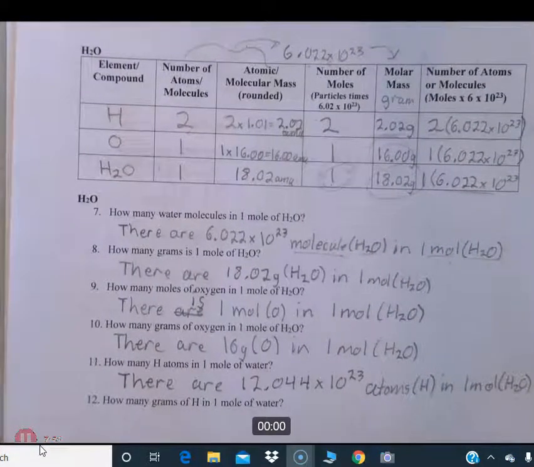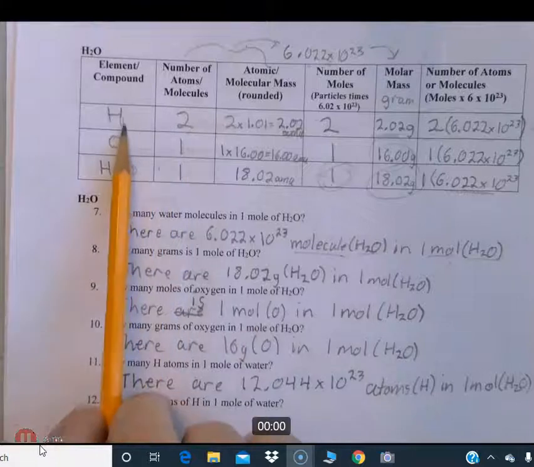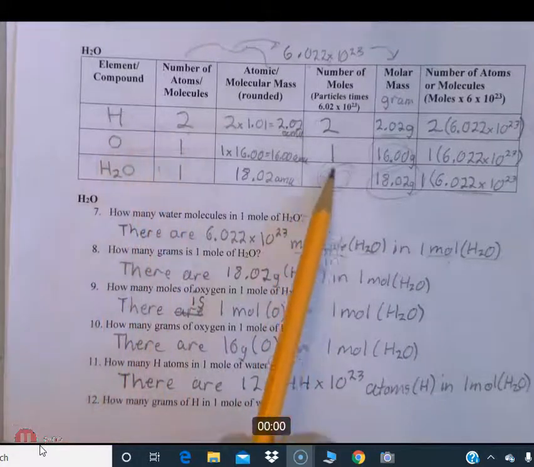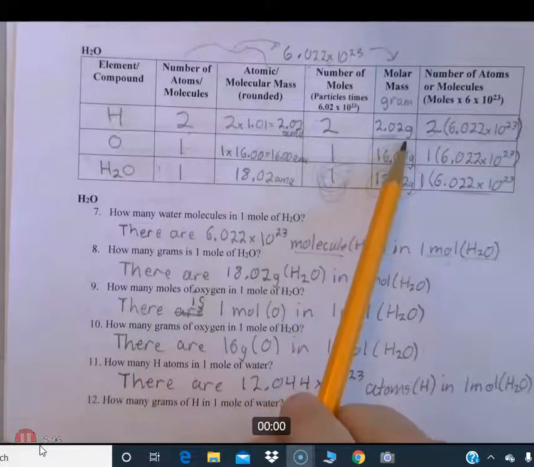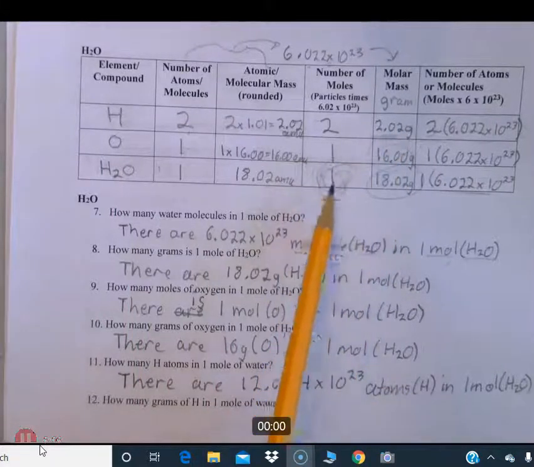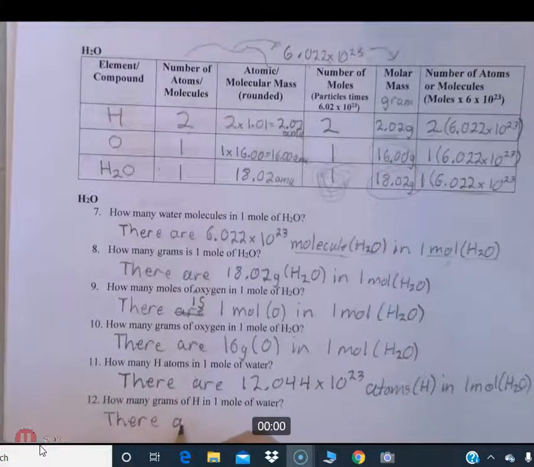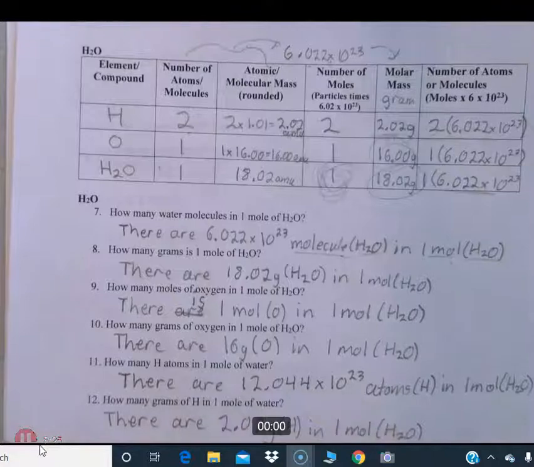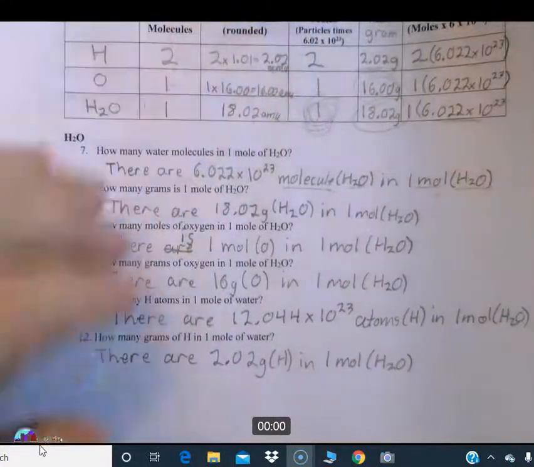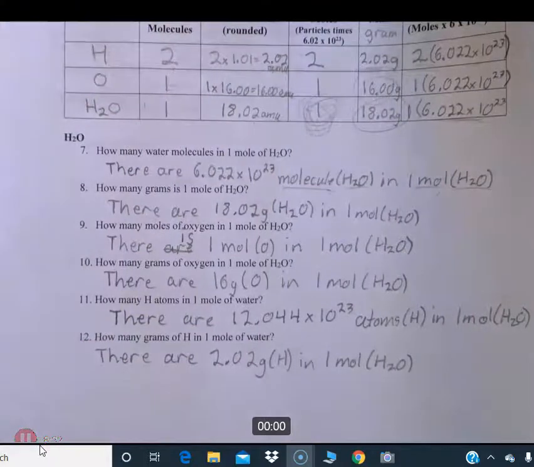And finally, how many grams of hydrogen in 1 mole of H2O? So again, go up to the hydrogen. Everything we're doing is referencing 1 mole of H2O, go up to the hydrogen, and there's your answer, 2.02 grams of hydrogen in 1 mole of H2O. Okay, and there it is. Let me be sure you can see that. Okay, there are 2.02 grams of hydrogen in 1 mole of H2O.